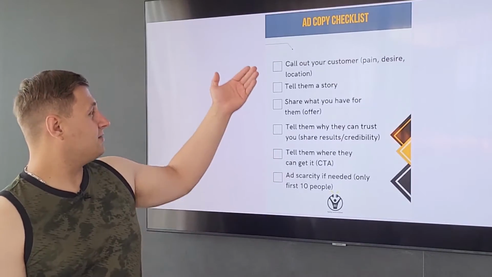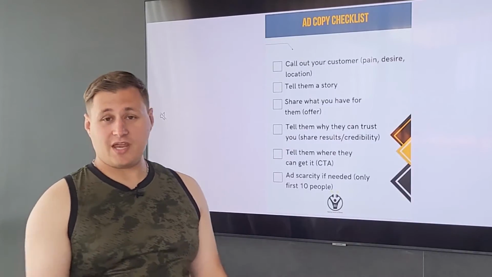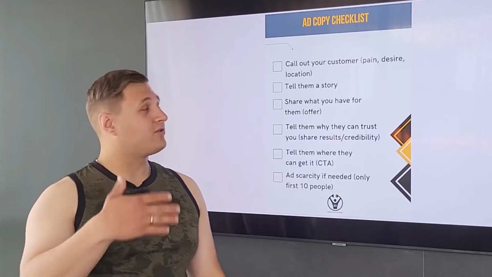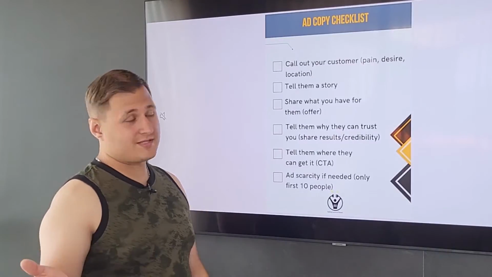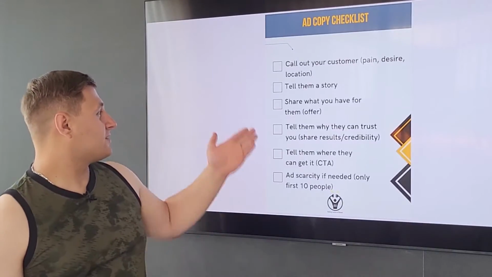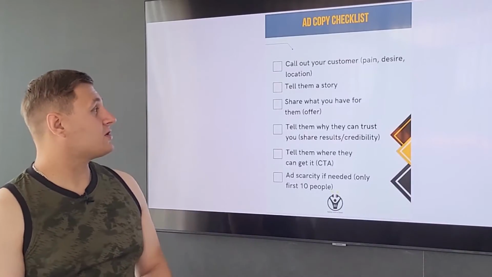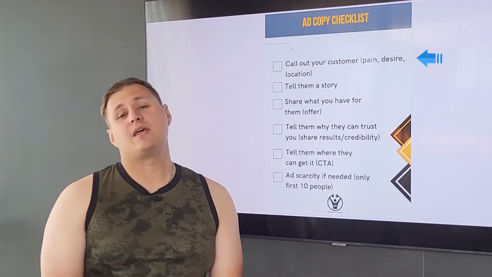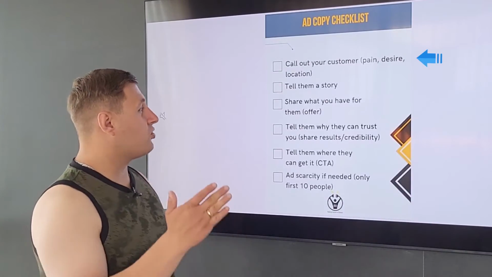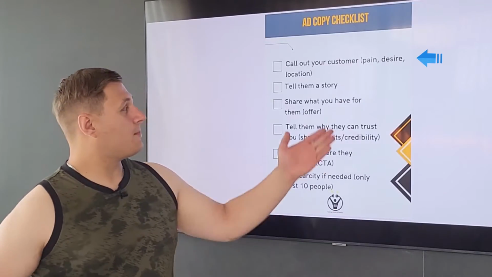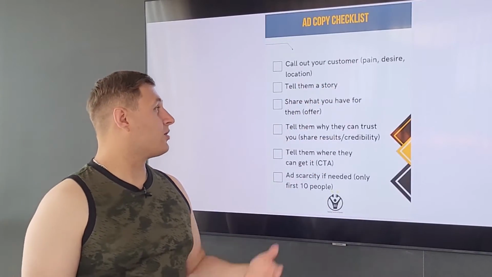So as you can see, this is the checklist you can use every time you go and create text copy for you, or as I said, video scenario. First thing you have to mention, call out your customer pain, desire, or location. It's very important to know what are your customers' pain or desire, or where they live.